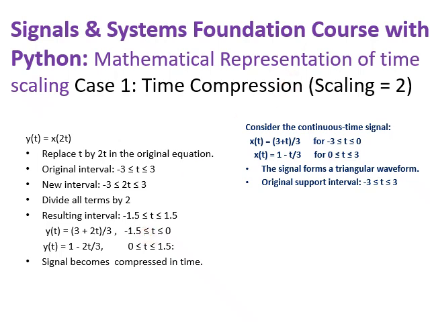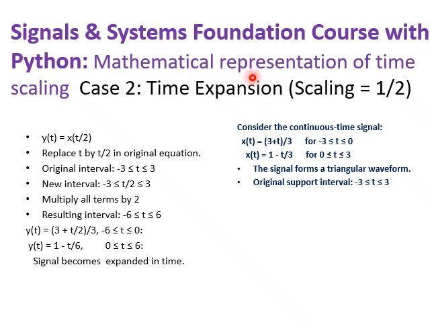Let's move to the next one, and here we have the time expansion with scaling factor 1 by 2. So that's also something I have shown you graphically. In this case the signal will expand. Again, the same definition: y of t is the time-scaled version of x of t, and because in the general equation we have a t, now instead of a we have 1 by 2, so y of t is equal to x of t by 2. So that means we will replace t by t by 2 in the equation.